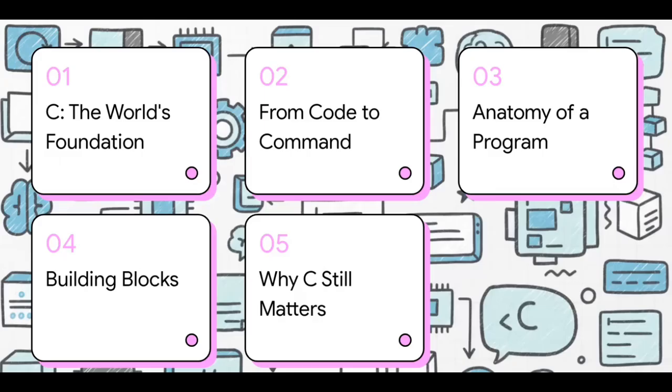So here's our game plan for today. We're going to kick things off with why C is such a foundational piece of the puzzle. Then we'll follow the trail of how a simple line of code actually becomes a command the computer understands. From there, we'll dissect a C program to see what it's made of, get into its basic building blocks, and then wrap it all up by looking at why this nearly 50-year-old language is still so incredibly important.